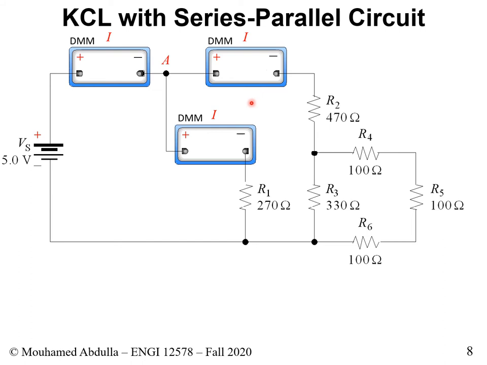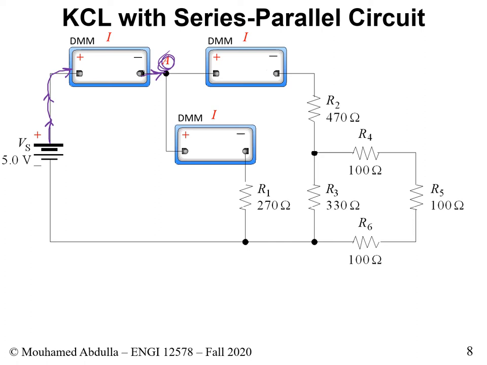I think it's always a good practice to show the path of the current. So maybe we could do this right now. So let's just do it. Let's pick this color. So you have your current that leaves the source. It leaves like this. It travels upward, and then it goes here. It goes through the DMM. It leaves the DMM. At this point, at this juncture, at point A, this is an important juncture here.